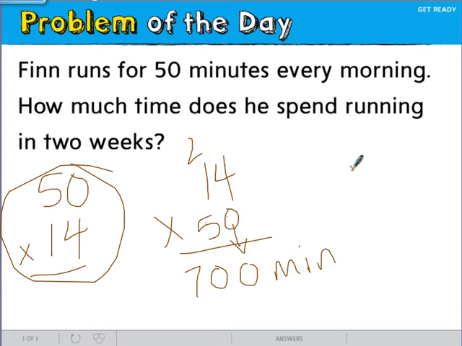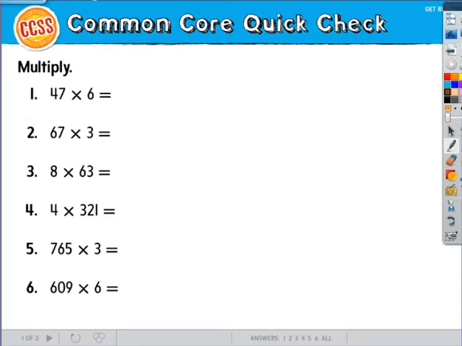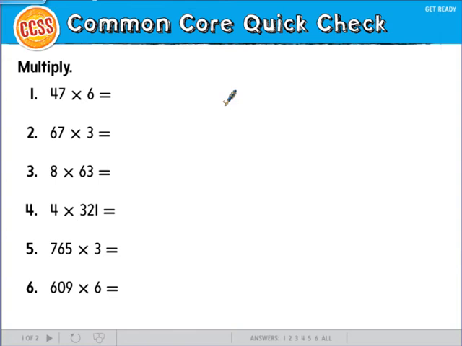Okay. This is going to help you because when we're multiplying by 2-digit numbers in this lesson, we're going to have to multiply it by 1 digit twice and add our answers together, just like we did with our distributive property. Okay? All right. So I'll give you guys a couple minutes. You can work on these on your wipe boards.